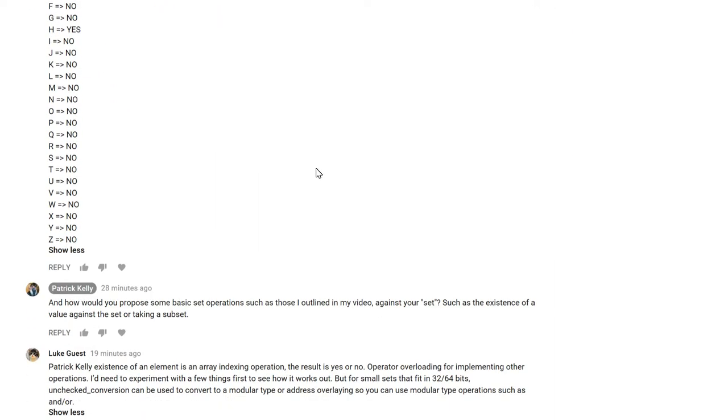And there's something I noticed when I asked here. How would you propose basic set operations such as those I outlined in my video against your set? Such as the existence of a value against the set, or taking a subset. Now he does explain roughly, although this is one of the most convoluted clusterfucks I've ever seen, and is like the MIT approach to anything. Let's make it insanely more complicated than it needs to be for job security reasons. Yeah, I don't program like that.